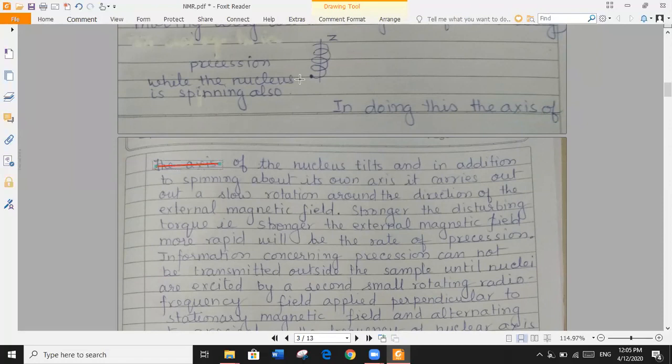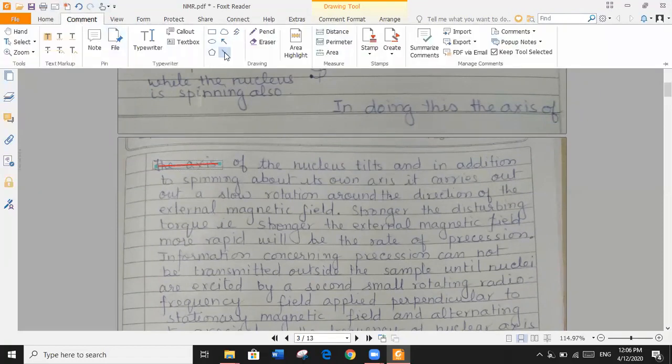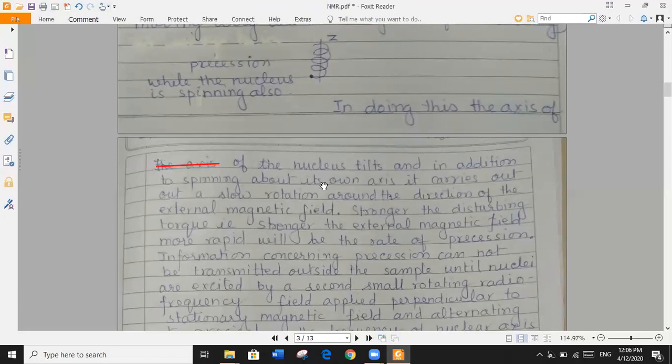In doing so, the axis of the nucleus tilts, and in addition to spinning about its own axis, it carries out a slow rotation around the direction of the external magnetic field. The stronger the disturbing torque, that is, the stronger the external magnetic field, the more rapid will be the rate of precession.